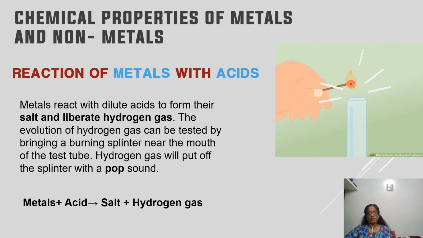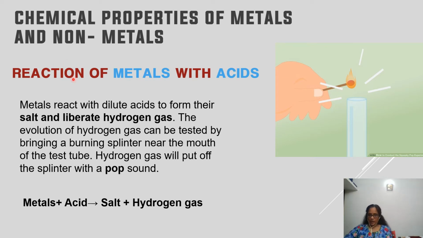By hearing the pop sound, you can tell that the gas is hydrogen gas. So that is the test to identify hydrogen gas. How can you identify hydrogen gas? When hydrogen gas is evolved from a test tube, we bring a burning splinter or burning matchstick near the mouth of the test tube. You can see the fire is put off, and you can hear a pop sound. That shows the presence of hydrogen gas.